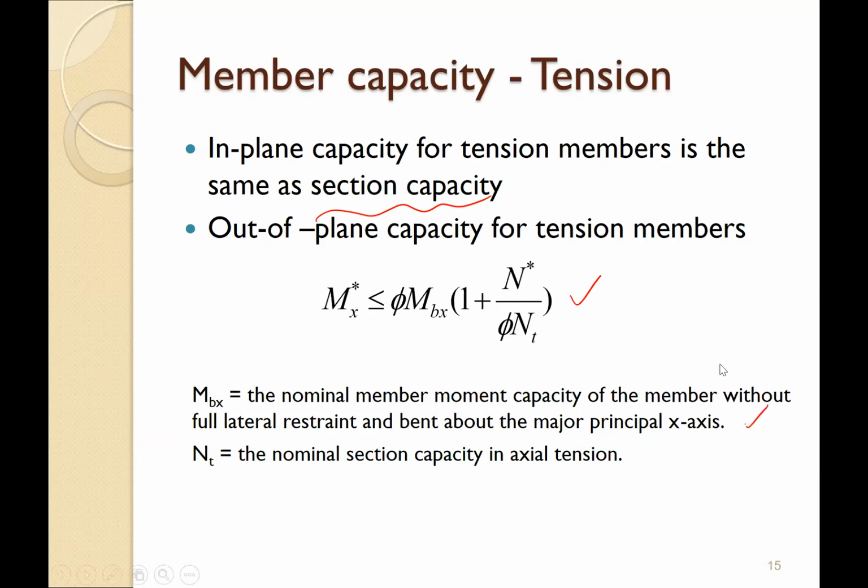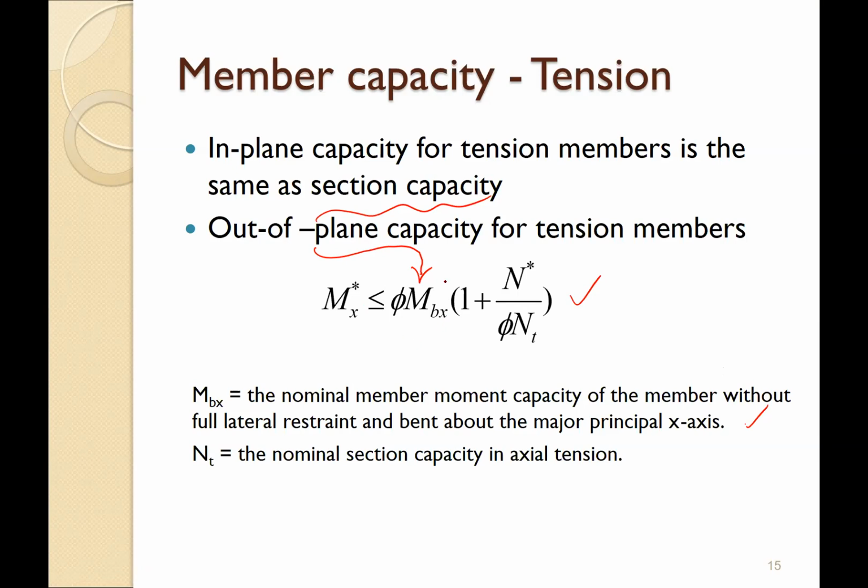Now, can you see what we are doing here? We are looking at out of plane capacity, so instead of MSX, the section capacity, we are now using MBX. Step by step, first ensure it is safe in section capacity. Next we go into member capacity. When it comes to member capacity, out of plane capacity means we have to consider MBX.